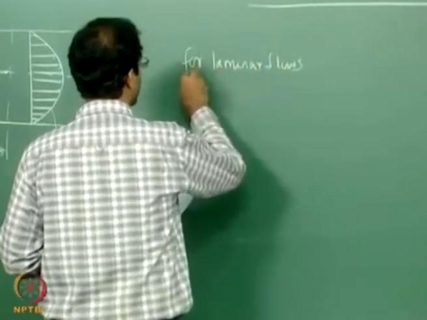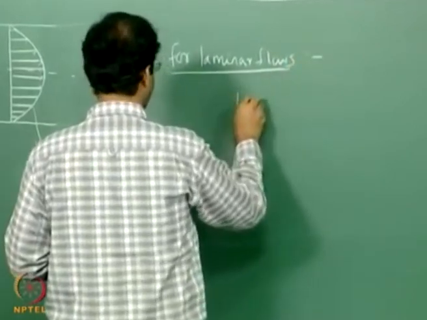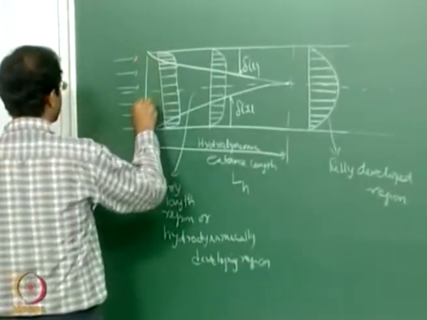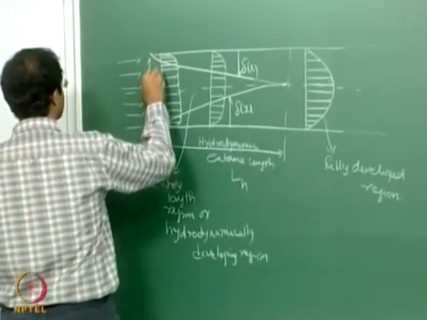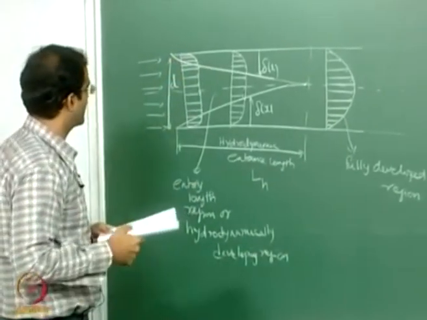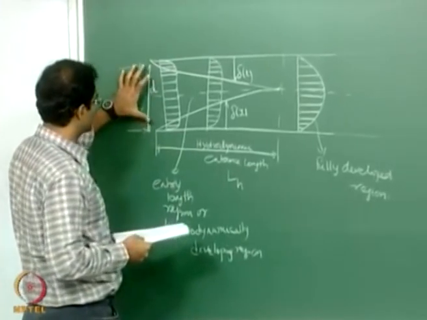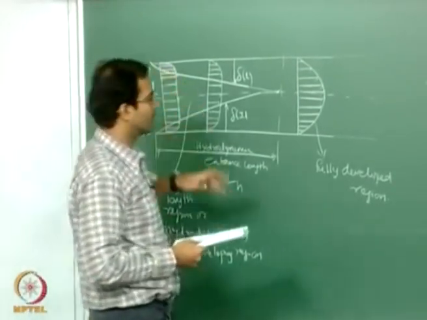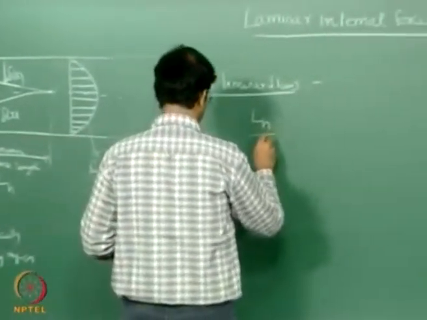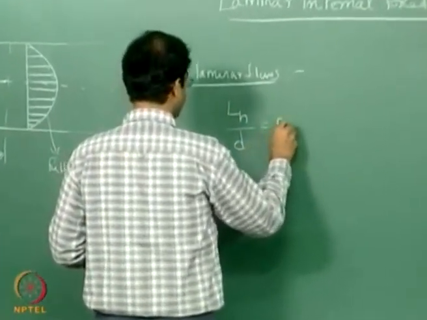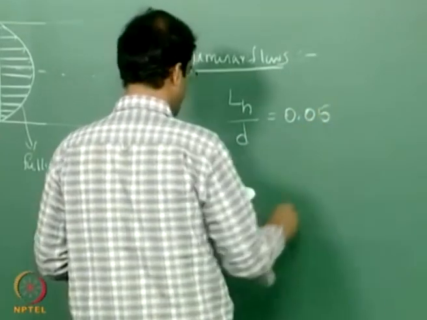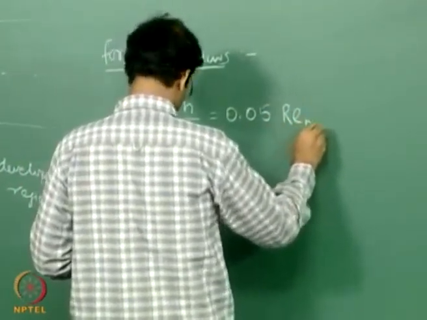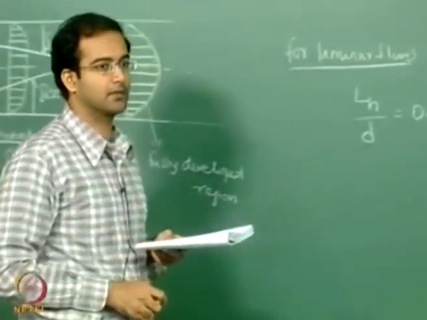the non-dimensional entry length, so this is non-dimensionalized by the diameter if you have a duct or if you have a channel, this is the separation between the two plates of the channel. Okay, so L_H by D is roughly 0.05 times Re based on the diameter of the duct.